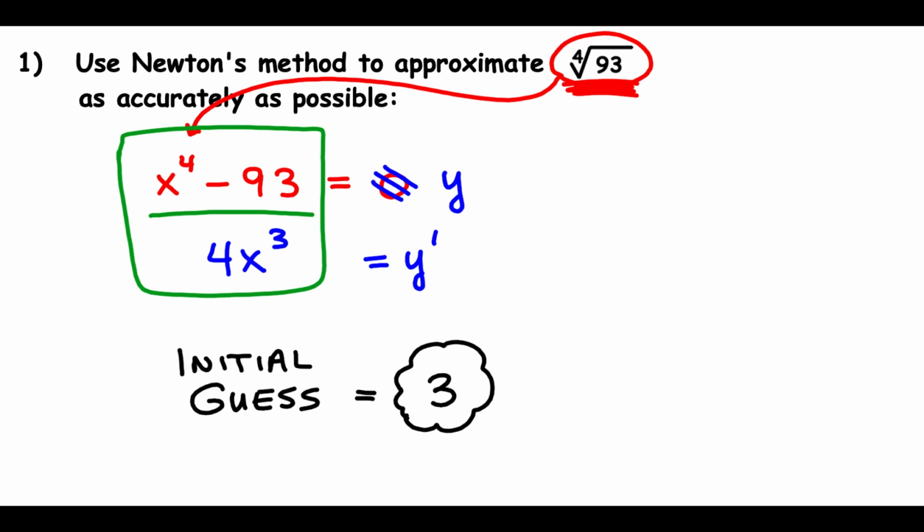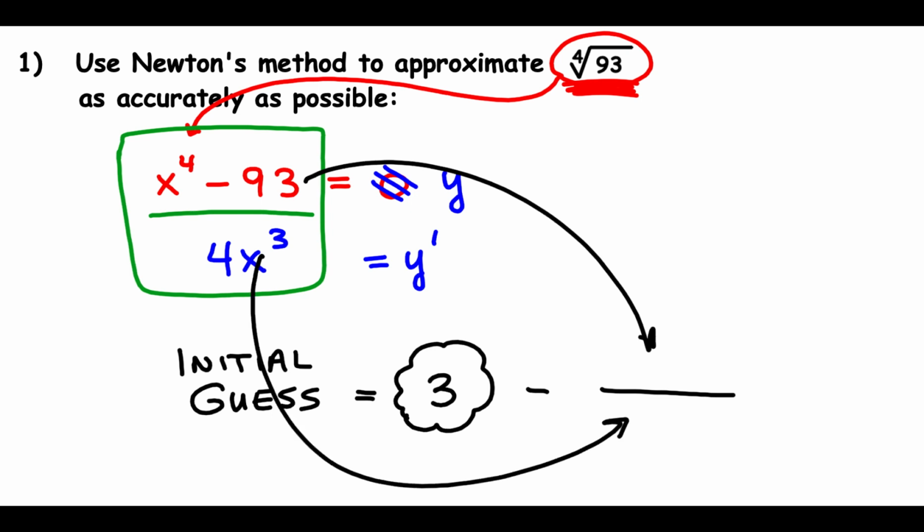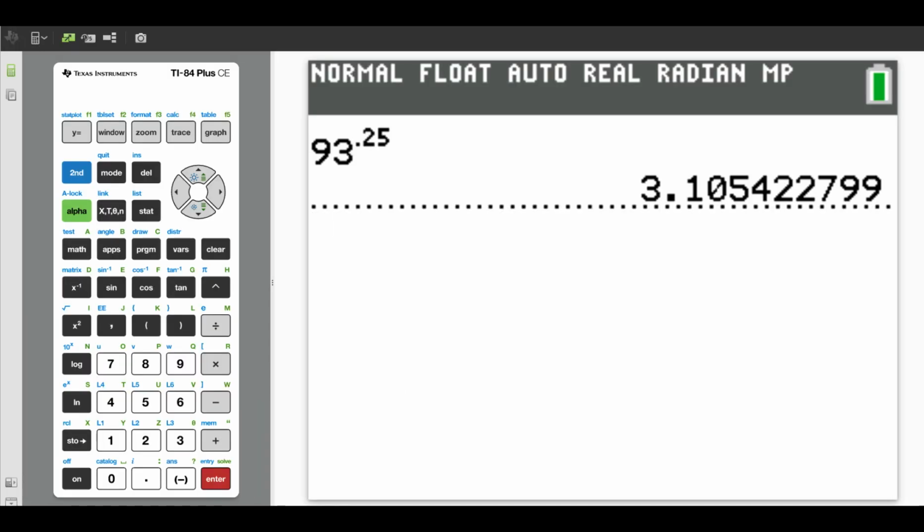So what I want to do is I want to start with the 3 on the calculator, and I want to go 3 minus the fraction. And I'm going to plug these guys in, and the answer should get better and better and better until eventually we arrive at this 3.105, 422.799. Okay, here goes.